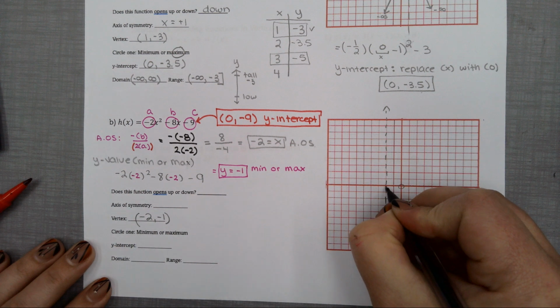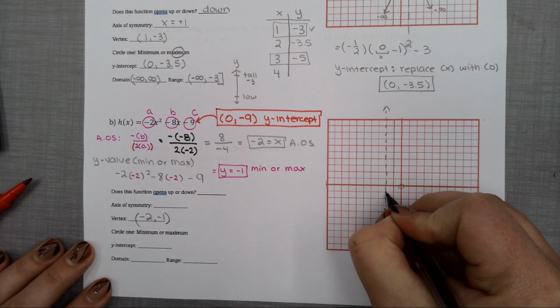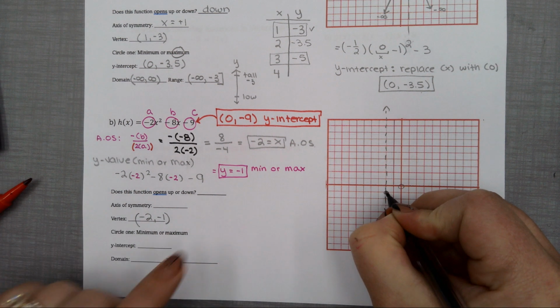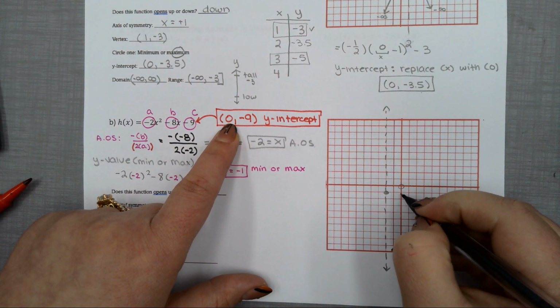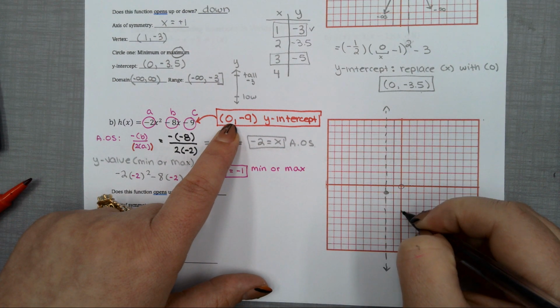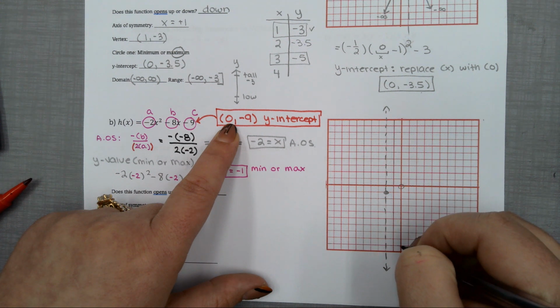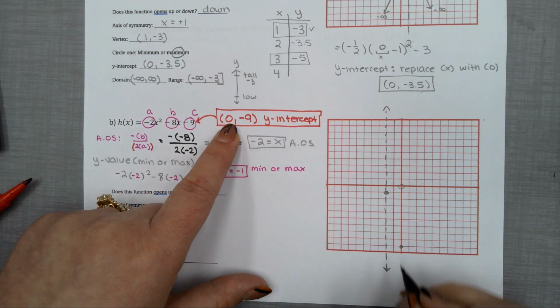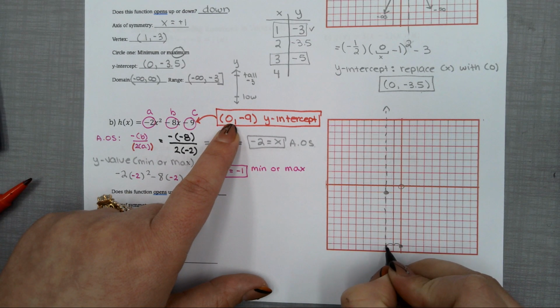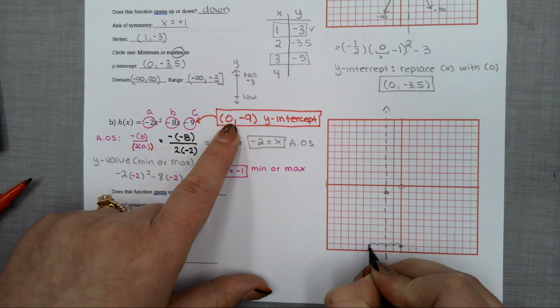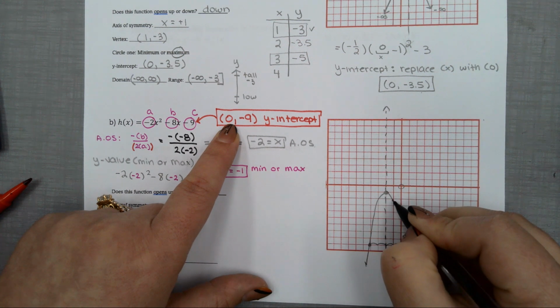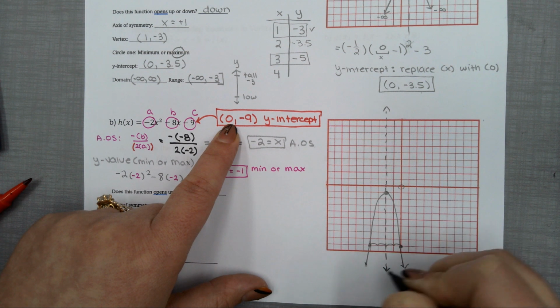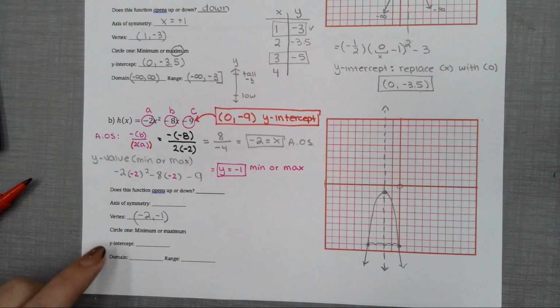So when we graph it, negative 2, negative 1, here's our vertex. Next, we have our y-intercept, which is at 0, negative 9. So 0, 1, 2, 3, 4, 5, 6, 7, 8, 9. So here's our y-intercept. Reflect that over, so 2 jumps, 2 jumps. Then we have our sketch of our function. Let's answer some questions.